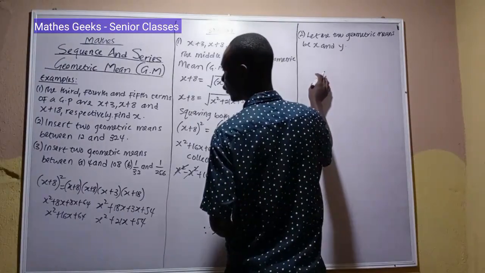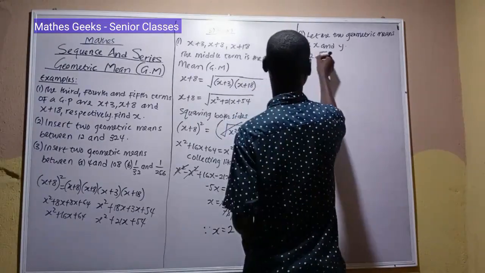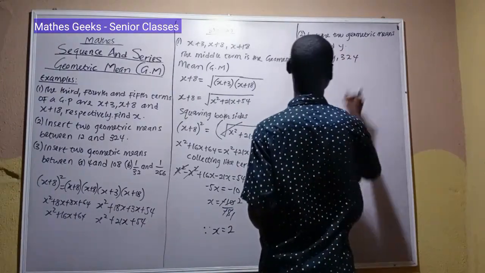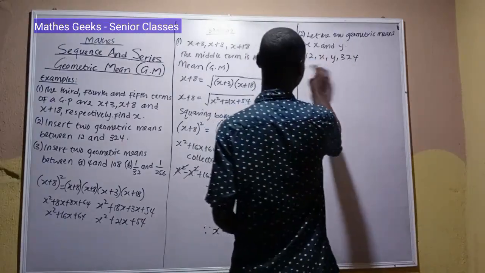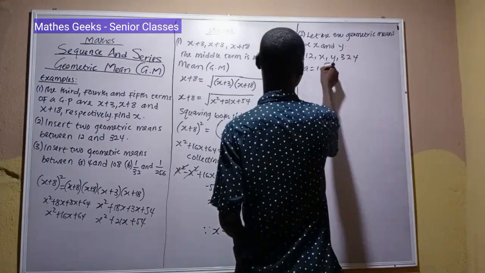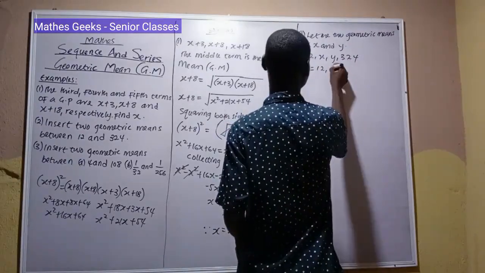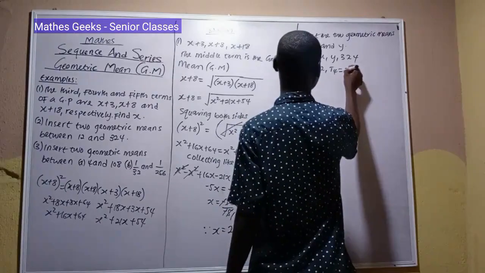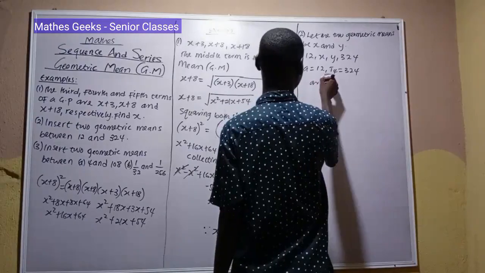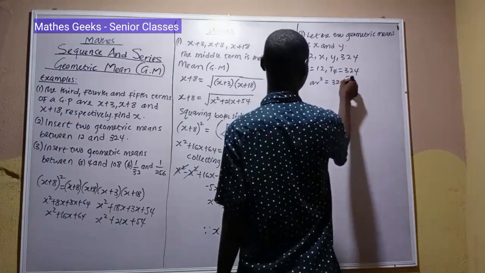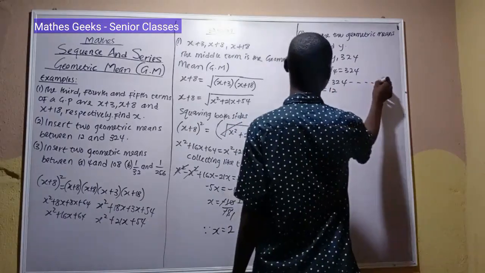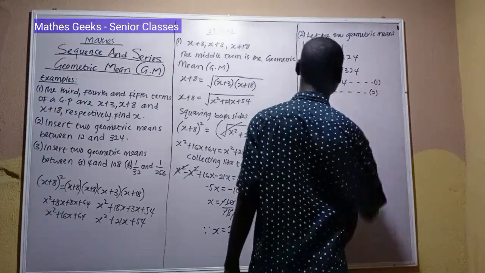So remember that this is a GP. The sequence is a GP. So this implies that a is equal to 12, the first term, and T4 is equal to 324. So T4, ar raised to the power 3, is equal to 324. The first term is equal to 12. Equation 1, equation 2.